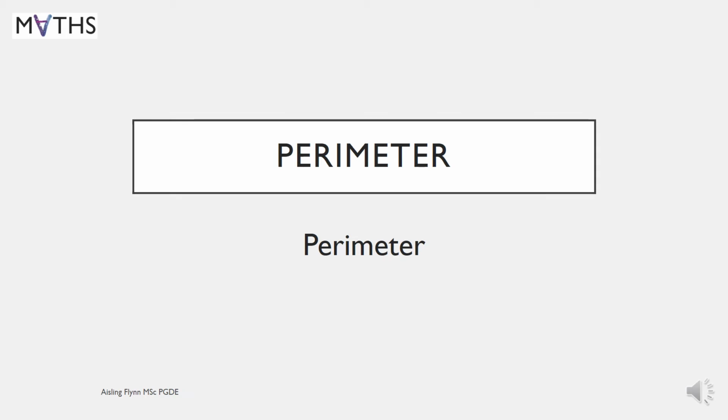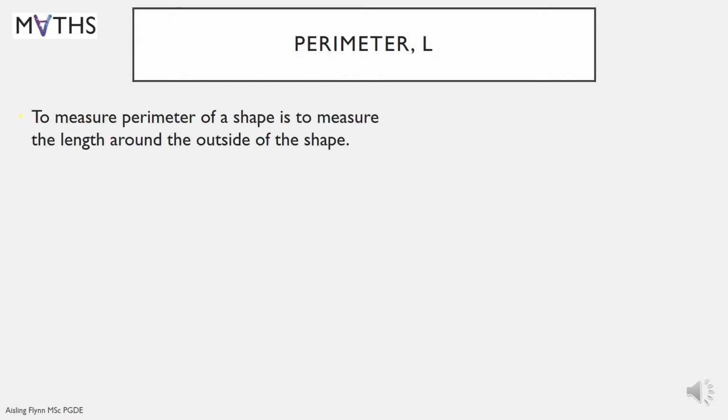This is measure 1.2, perimeter. Perimeter is given the letter L. To measure the perimeter of a shape is to measure the length around the outside of the shape. It is one-dimensional, or 1D, and it is measured in meters, centimeters, millimeters, etc.